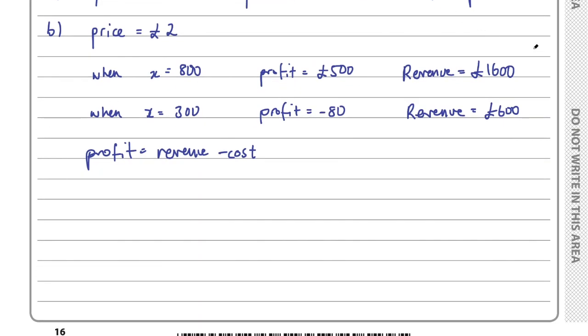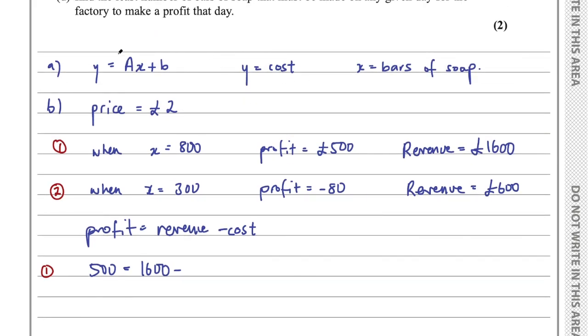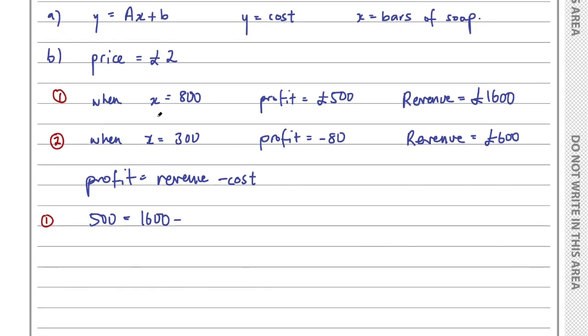Now my first equation here, using that first bit of information: I'm going to say that the profit, which was £500, equals the revenue, which was £1,600, take the cost. Now remember I said y was the cost, so I'm going to use this expression here for cost. This will be A multiplied by the number of bars of soap, which was 800, plus B. Okay, so I've got those two unknowns, A and B.